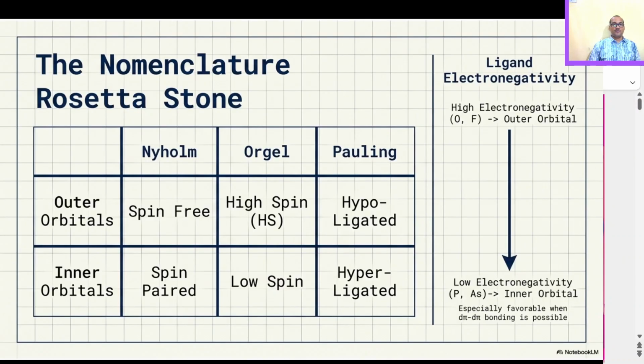And this is the nomenclature given by different scientists like Taube, Orgel, and Pauling. So outer orbital complexes mostly give spin-free or high-spin complexes. And inner orbital complexes mostly give low spin or spin-paired complexes.